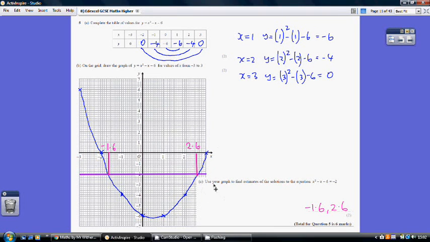Now for part C, use your graph. So make sure you do use your graph to find estimates for this equation. Now you'll see that the left hand side is our curve, and we've just got to set this equal to y equaling minus 2. So just pop in the line y equals minus 2 and take a reading for where your curve hits your line y equals minus 2, and my two readings come in at about minus 1.6 and 2.6. There will be a little bit of flexibility in the answers, so don't worry if your answers weren't quite the same as these, but just make sure you take an accurate reading from your graph.